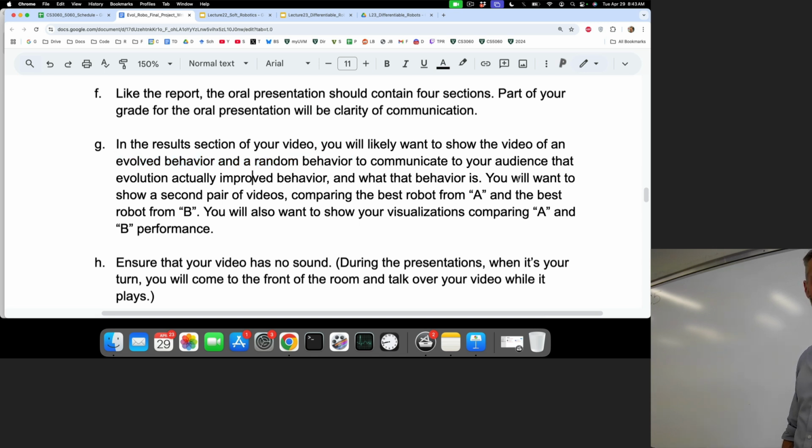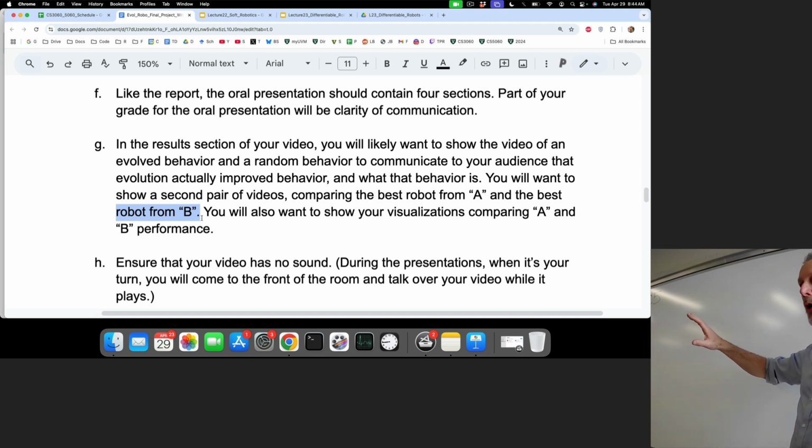You'll then want to probably do exactly the same thing. Show us the best robot from A. How well did your evolutionary algorithm ever do with evolving behaviors for your robot under condition A? And then show us your best B. How well did your evolutionary algorithm ever do with the best robot evolved under condition B? And if you're trying to support the claim that B facilitated evolution, we should clearly see that the best B robot is doing a much better job at whatever it is you want your robot to do than your best A robot. Make sense?